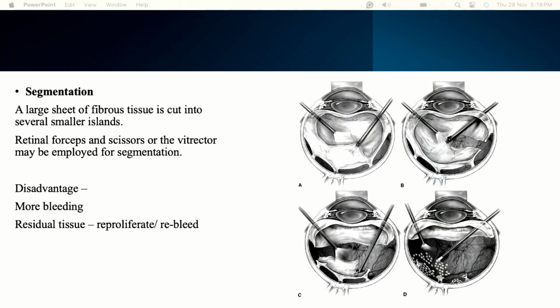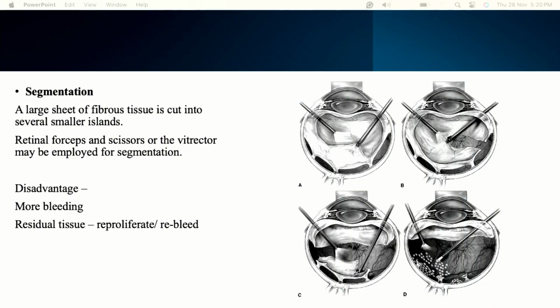So coming on to segmentation. Segmentation is a step in which a large sheet of fibrous tissue is cut into several smaller islands. Forceps, scissors or vitrector can be employed for segmentation. The goal is to separate the tissue into islands of small fibrovascular adhesions which have minimal traction on the neighboring retina. So first, a core vitrectomy is performed.